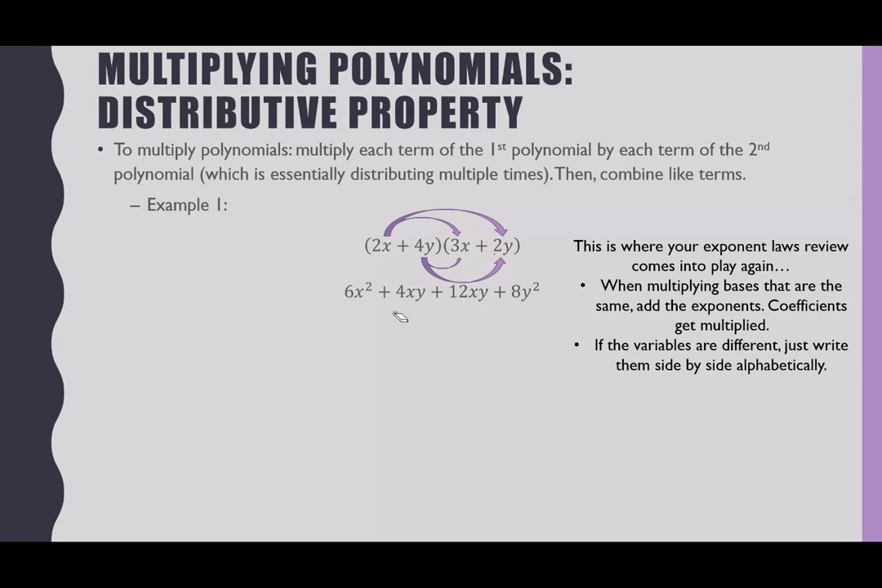Okay, and then your final distribution here at the very end, 4y times 2y, is 8y squared. My bases or variables, y, are the same, so I can add my exponents. Then you're going to identify and combine like terms. So these are like terms because they have the same combination of variables with the same exponents, x, y. So combining those results in this final polynomial, 6x squared plus 16xy plus 8y squared.